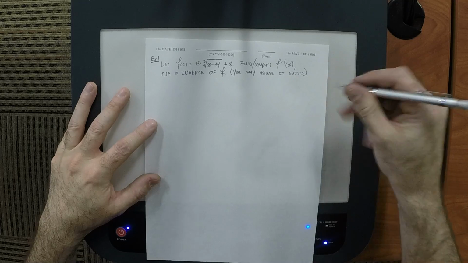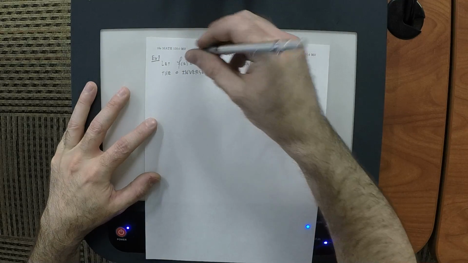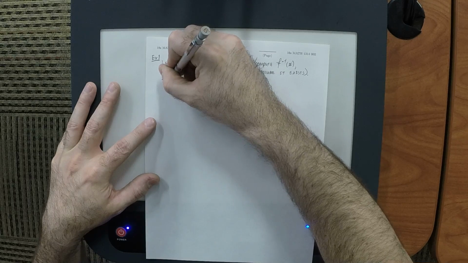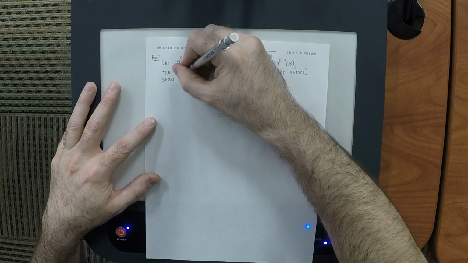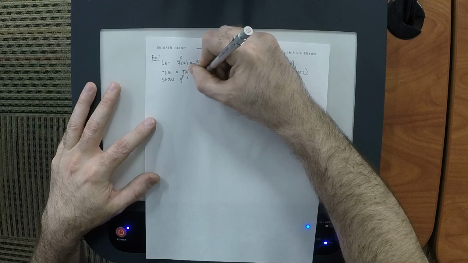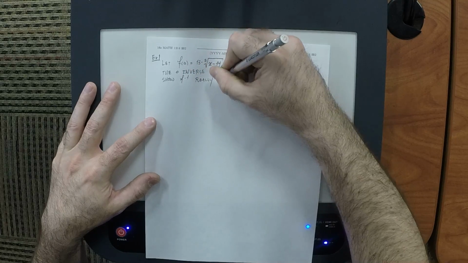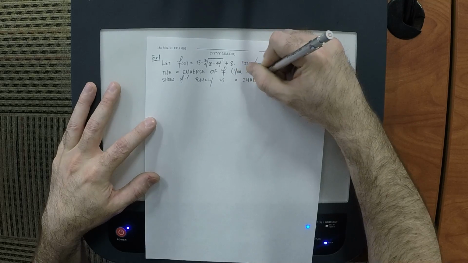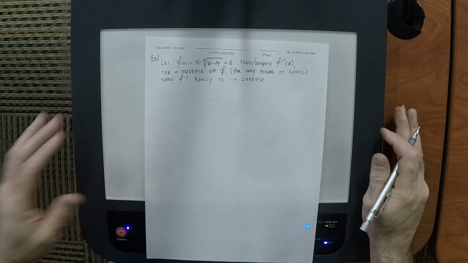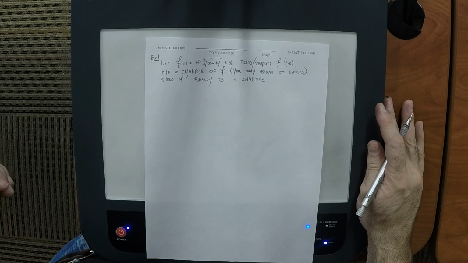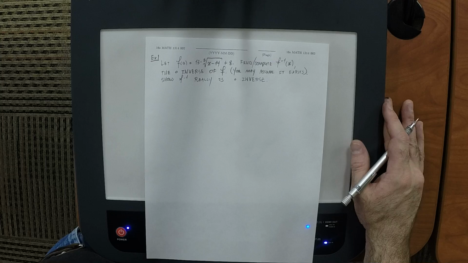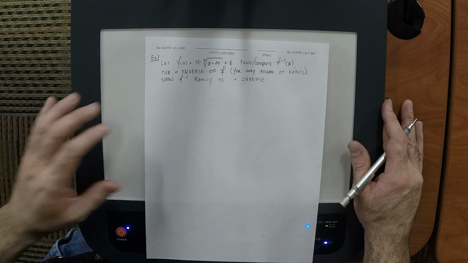So once you have found the inverse, show that f inverse really is the compositional inverse. So there's just one way to do that. How do you show that two functions really are compositional inverses of each other? Yeah, you compose them in both orders and show that you get the compositional identity in both cases.